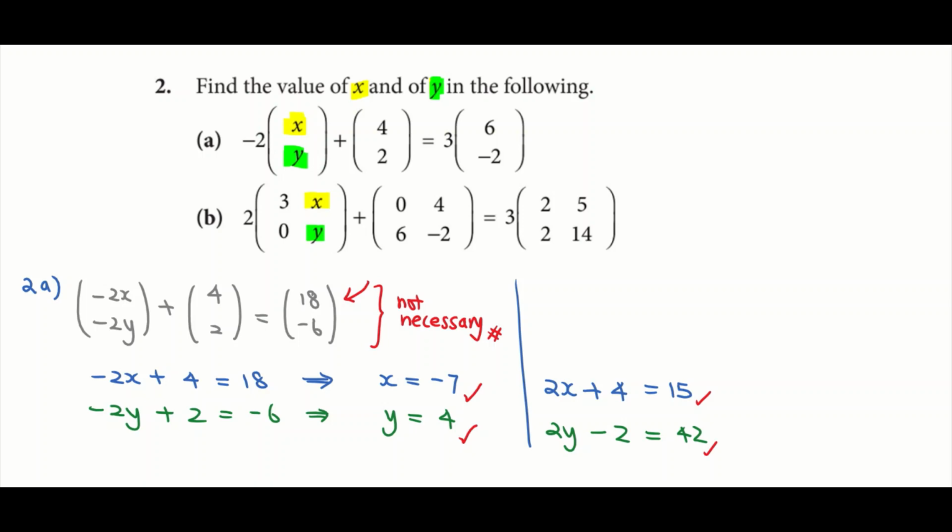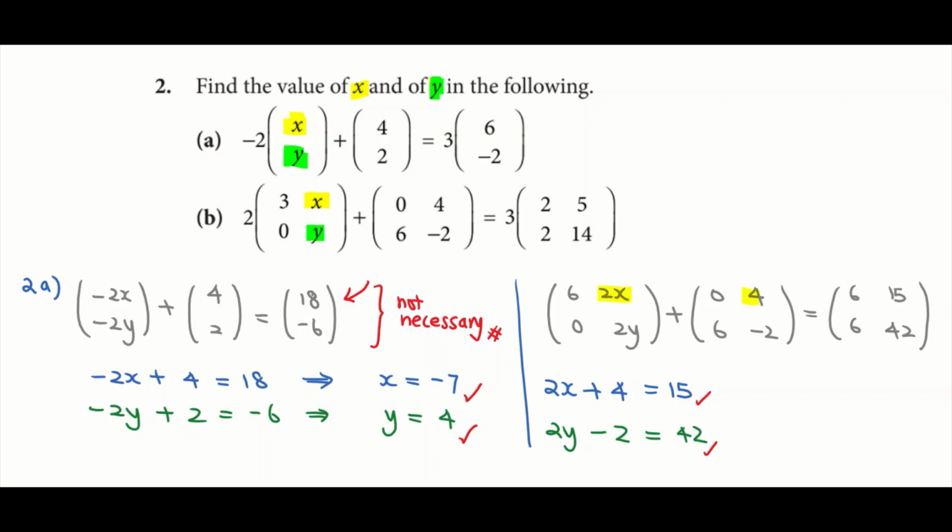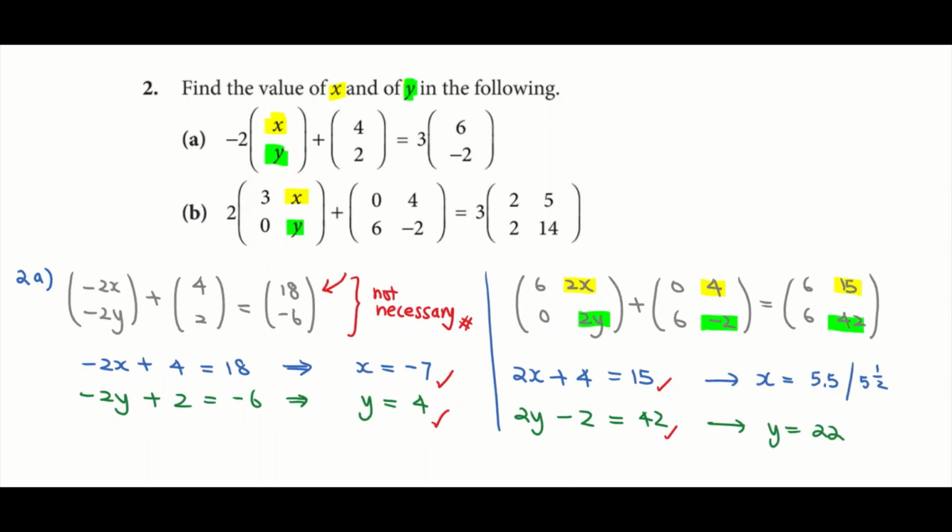If you can, please continue to find your x and y. If not, my guideline would be to write down the first equation, which will look like this, and then I can see that 2x plus 4 will give me 15, and 2y minus 2 will give me 42. So either way, I'll still be able to write down my final answer. x is 5.5, and y equals 22. And this is the end of the scalar multiplication video.